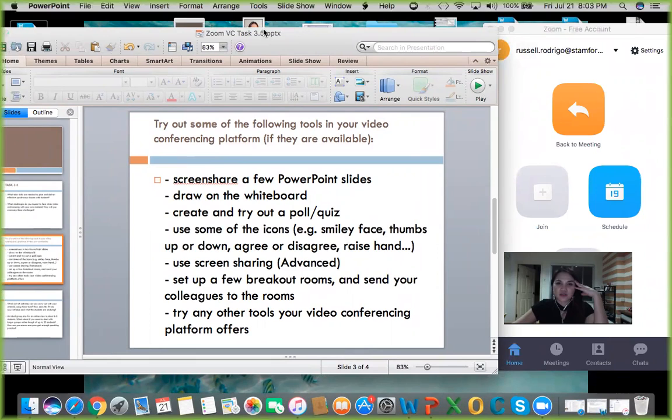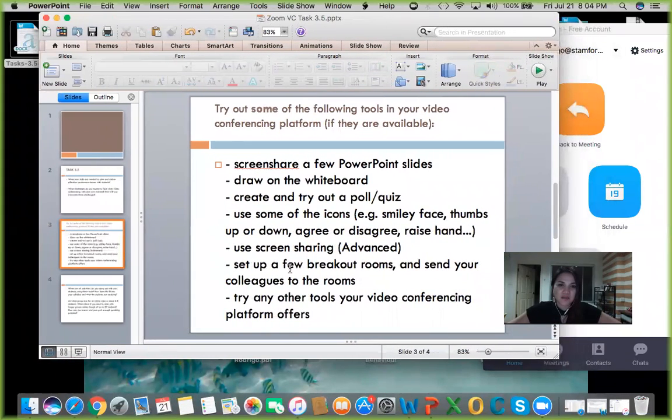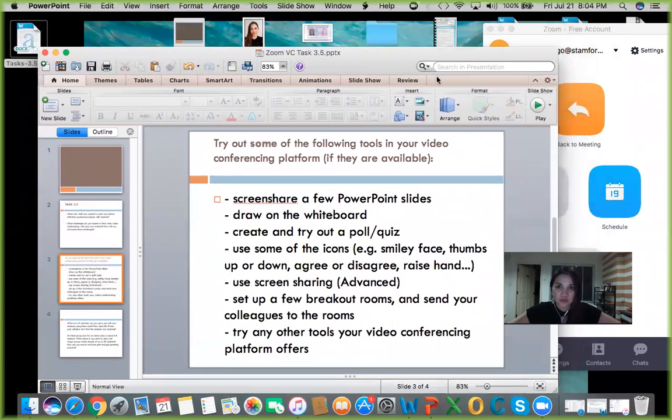So there are 2 participants. Okay, can I claim back? Yeah, claim it back. How do I do that? Okay, I can see it from here. Can you do it from there? All right. Yes. Oh, there's still more. Lock. Oh, it has lock meeting, meaning it's private. Yeah. No one can join. All right. Set up a few breakout rooms and send your colleagues to the rooms. This is what I need to find out how to do.